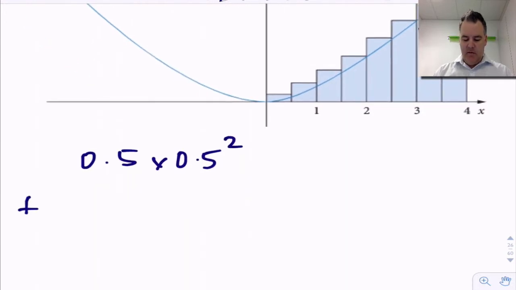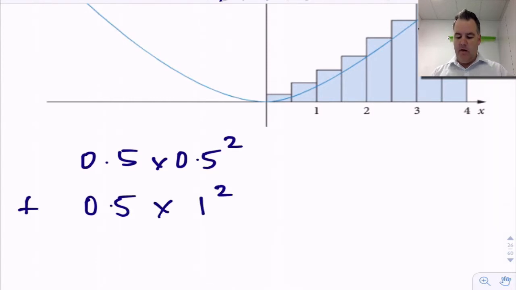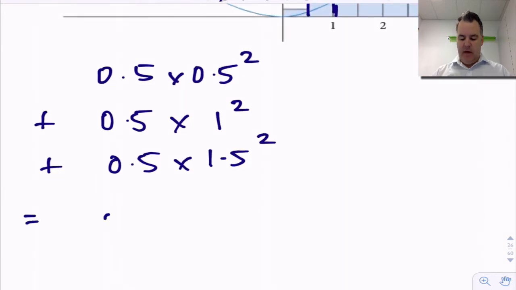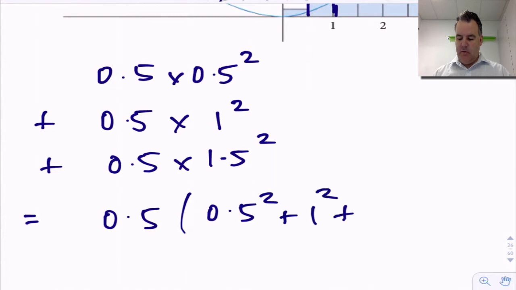plus base times height. The height of the next rectangle is going to be exactly 1, so that is the area of that rectangle. The next rectangle is base times height. You get my idea, don't you? So if we looked at that expression, we could take out the 0.5, and we'd have 0.5 squared plus 1 squared plus 1.5 squared. Alright, boring, right guys? Yep, you got it.